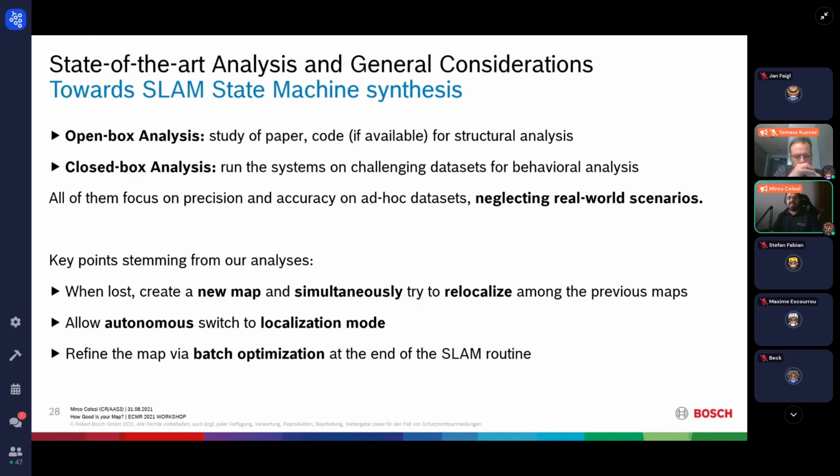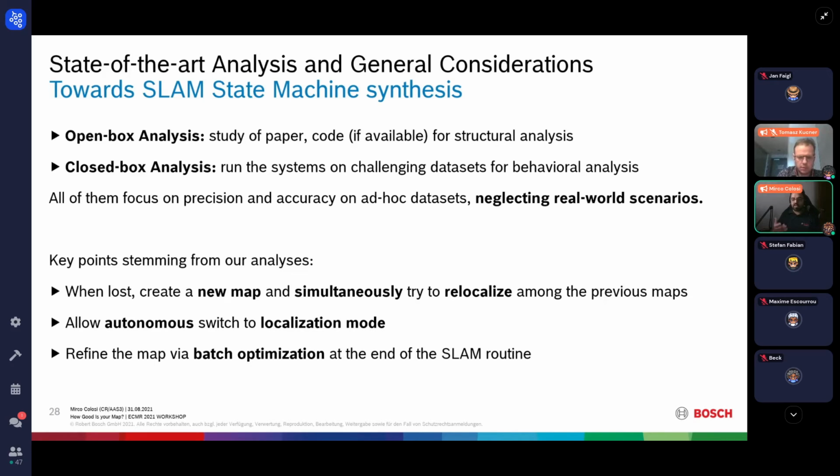Then, via black-box analysis, we estimated the behaviors of their systems on a standard dataset with some artifacts introduced to make them more challenging. And from this, we were able to construct the underlying state machine of the considered SLAM systems. As expected, all of them focus more on the precision and accuracy of the SLAM run, neglecting real-world scenarios. Results of those studies on how a system should behave can be summed up in the following points.